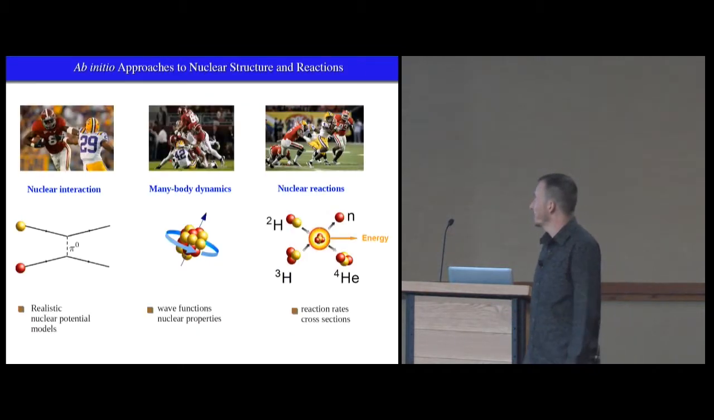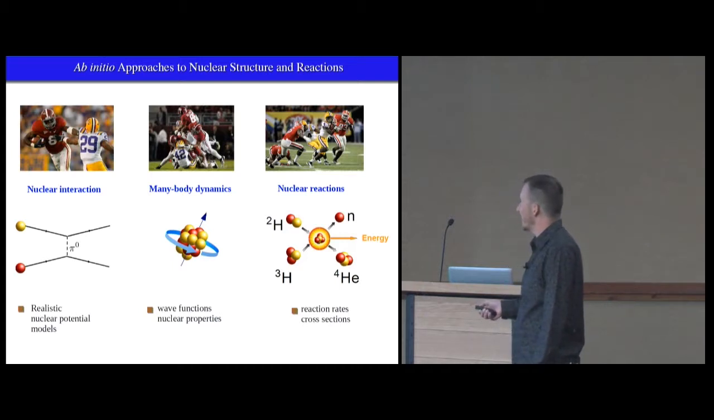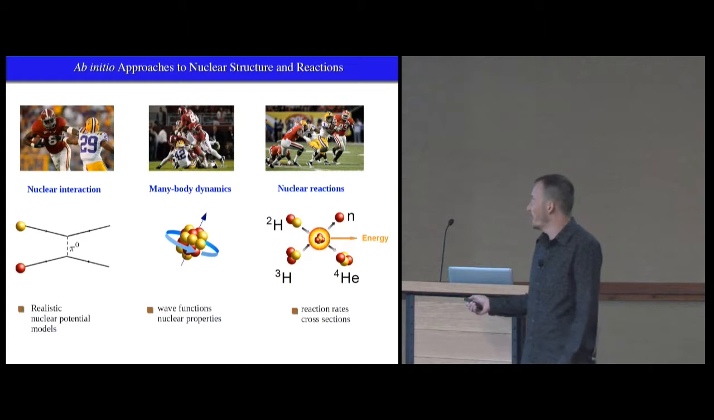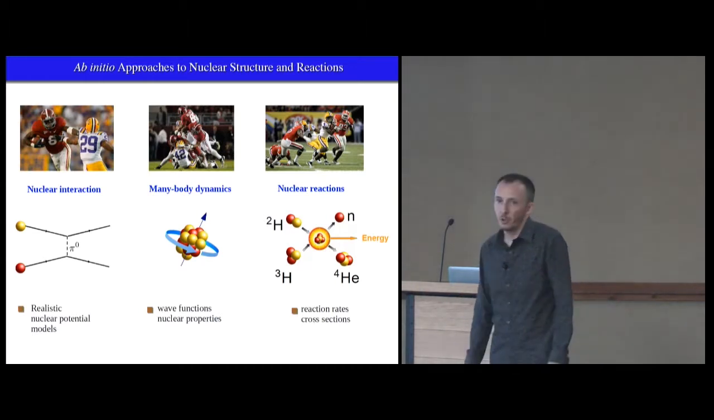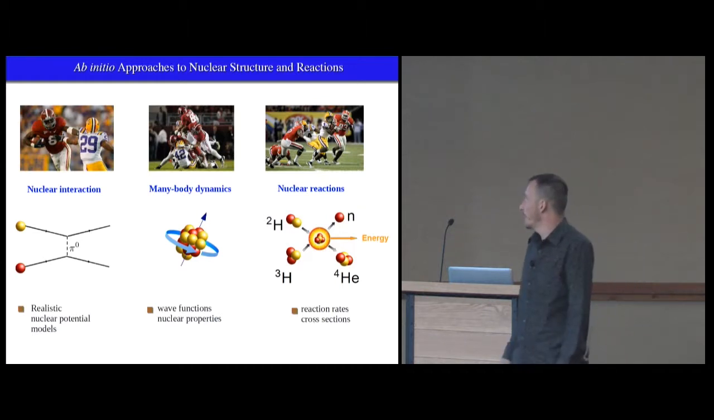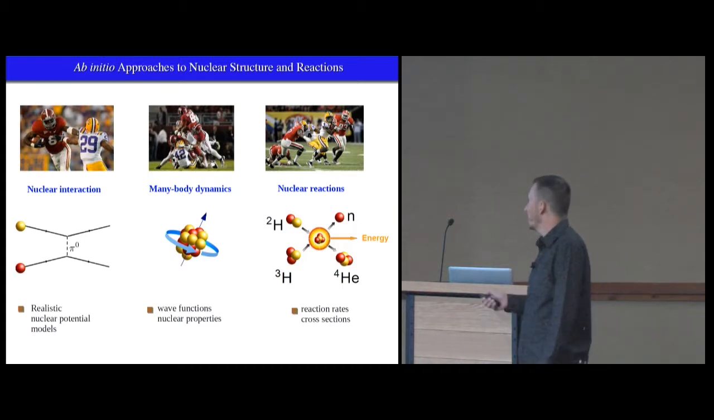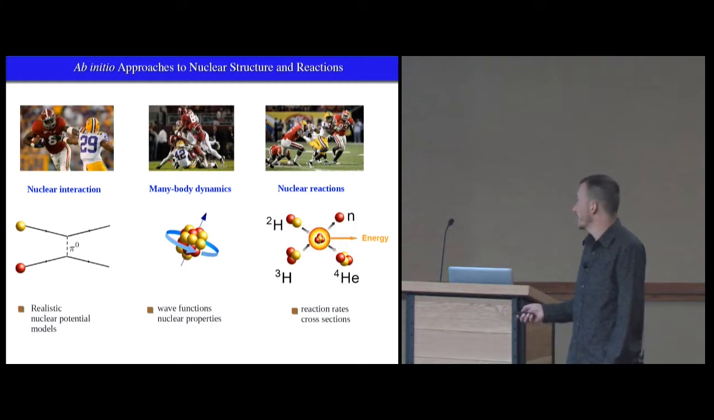So in ab initio approaches to nuclear structure and reactions, you start with a nuclear interaction that can come in many different forms. Then you solve the many-body problem, and you obtain the nuclear wave function, which is the complete information about the system that you study. And you can also compute nuclear properties. And in the last step, you use this wave function and nuclear properties to compute nuclear reactions, reaction rates, and cross-sections.